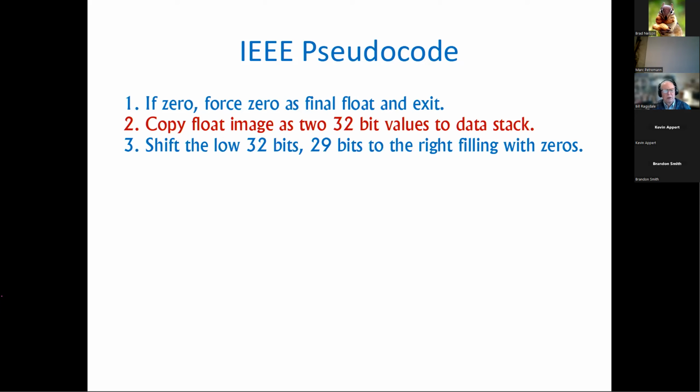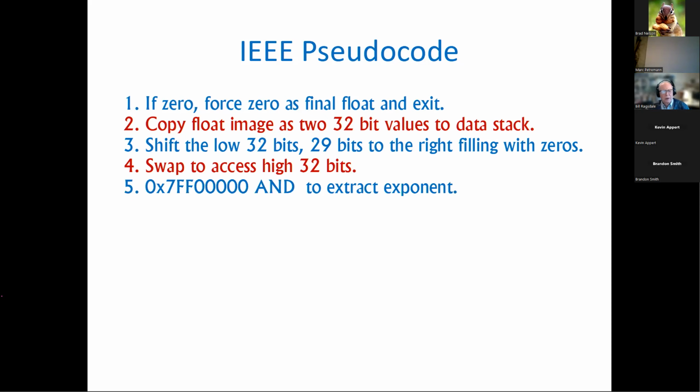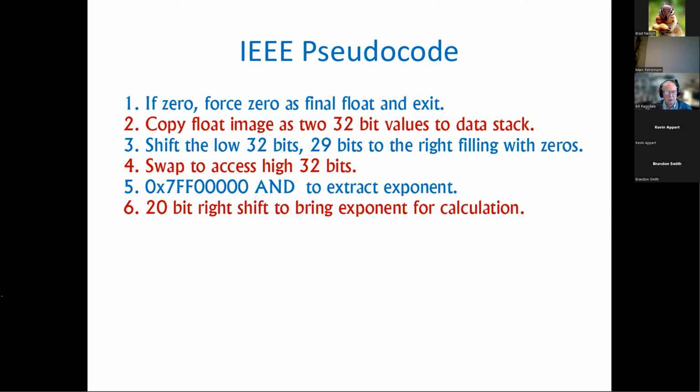So once we have that on the data stack, we shift the low 32 bits 29 bits to the right, filling with zeros on the left. Then we swap the two 32-bit values, and now we're going to look at the high 32 bits. We extract the exponent with a simple mask. The 7FF extracts the exponent. A 20-bit shift to the right brings our exponent down for calculation.